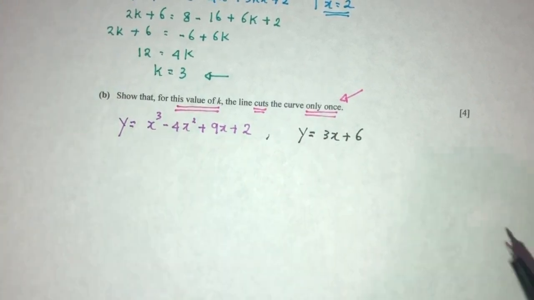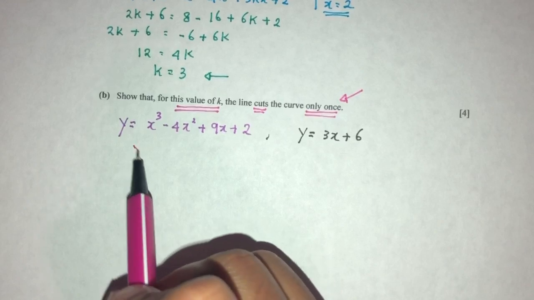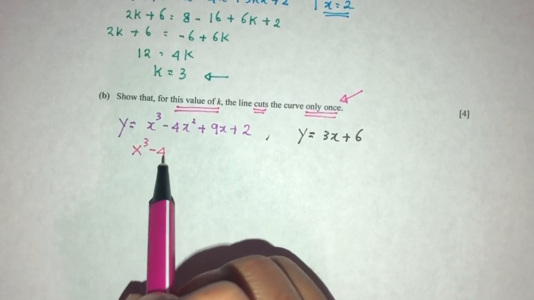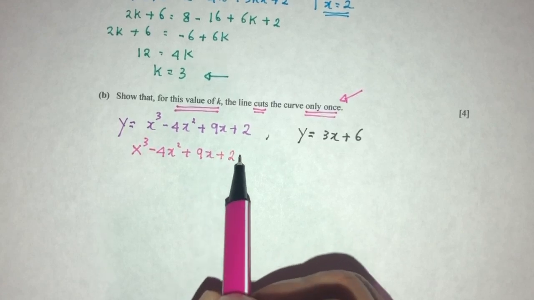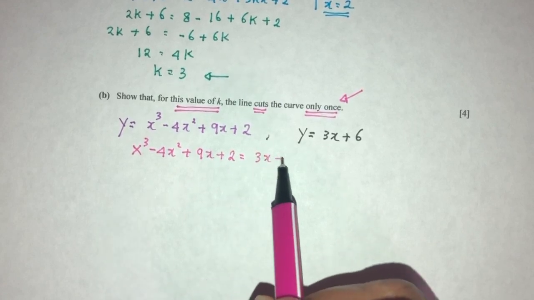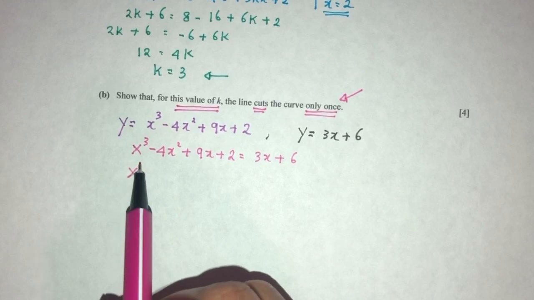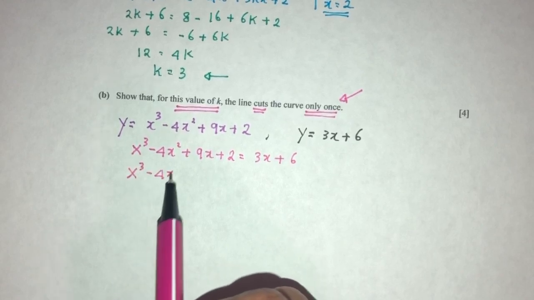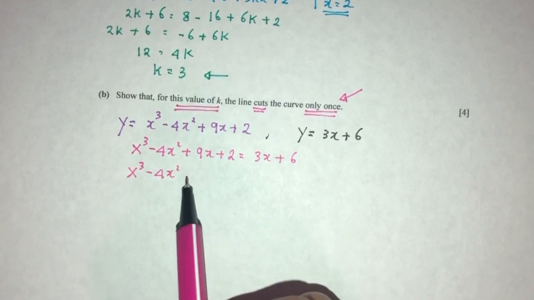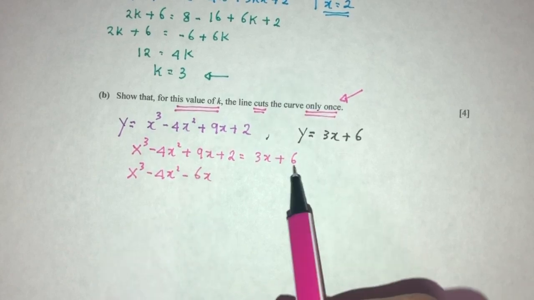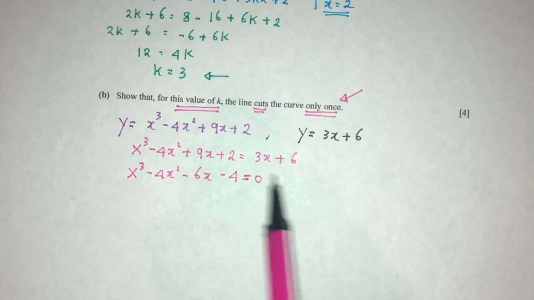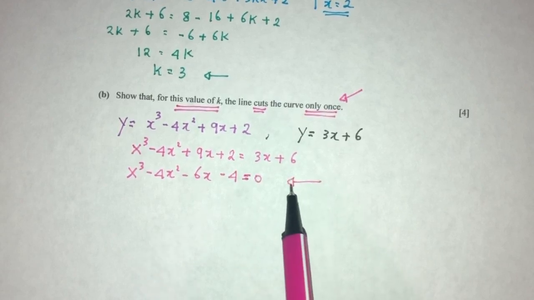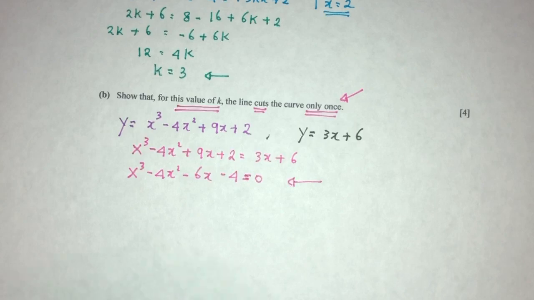So put everything back in here. You will have again x power 3 minus 4x squared plus 9x plus 2 is equal to 3x plus 6. Now x power 3 minus 4x squared plus 9, send this over here, become minus 6x. That should become minus 4 is 0. Okay, so now we have this equation to solve for the possible values of x, right?